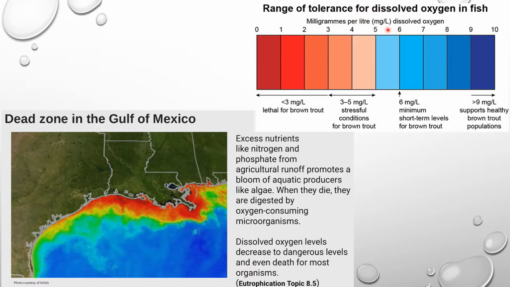So we're looking at milligrams per liter of dissolved oxygen, and the bluer we are, the more dissolved oxygen that's going to be in the water, okay? And the redder we are, the less dissolved oxygen that's going to be in the water. And remember, that means it's too stressful and most organisms are going to die.